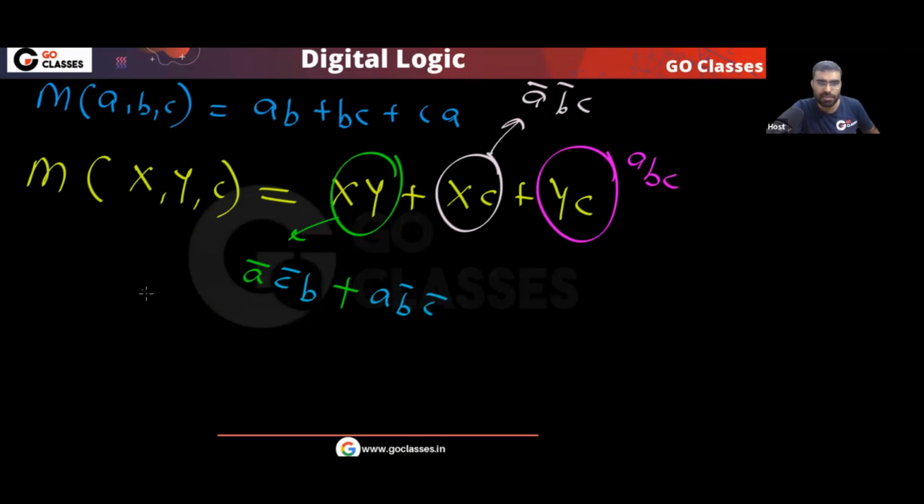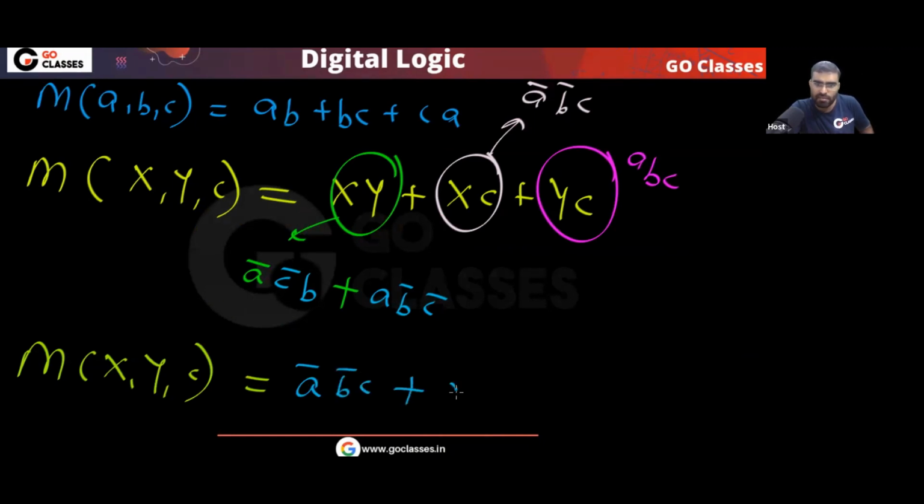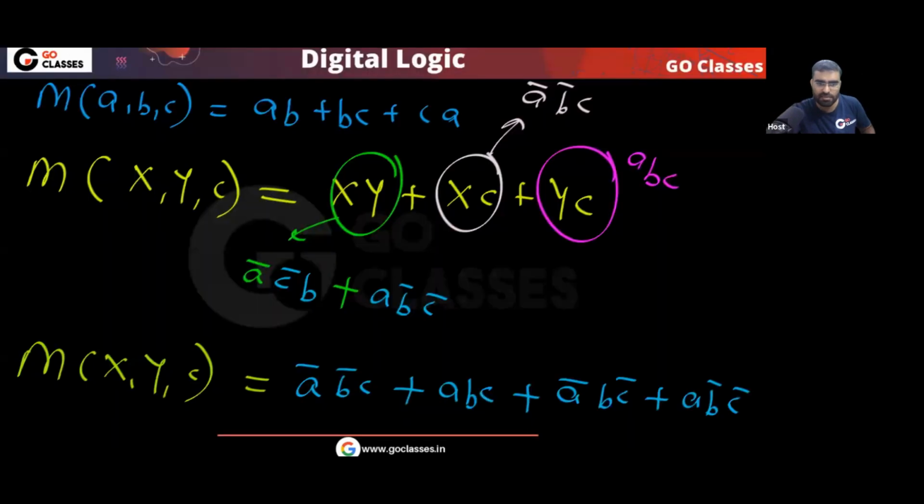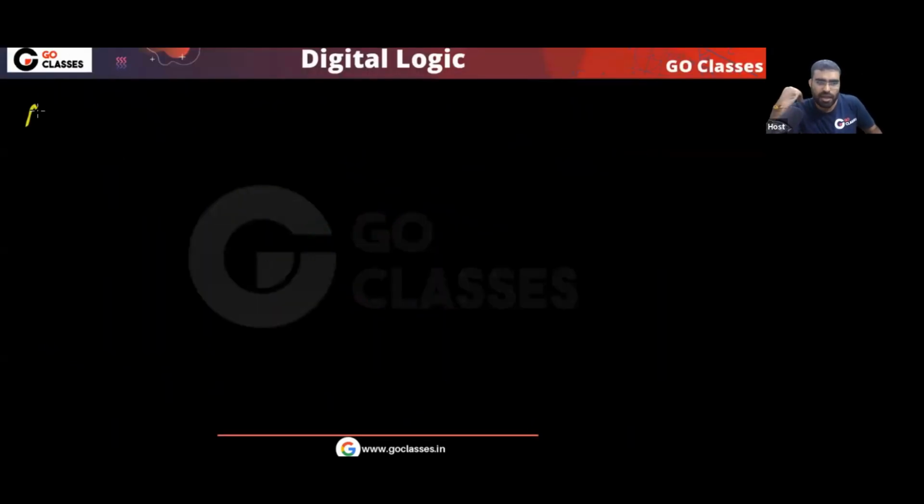So finally, this is what you want. Remember, your question is asking for mxyc, and that is what you got. You got a b bar c, or a b c, or a bar b c bar, or a b bar c bar. This is what you got. The question is asking this equation, mxyc.